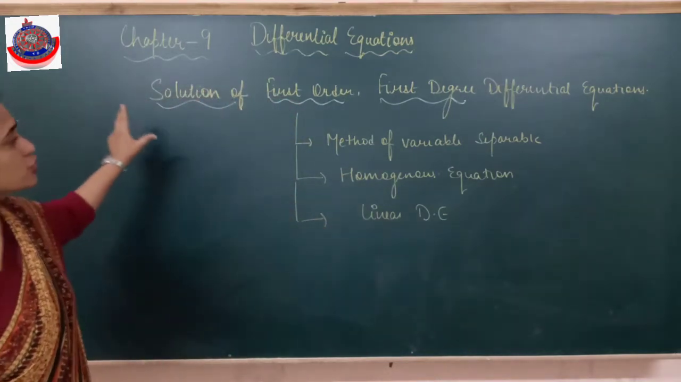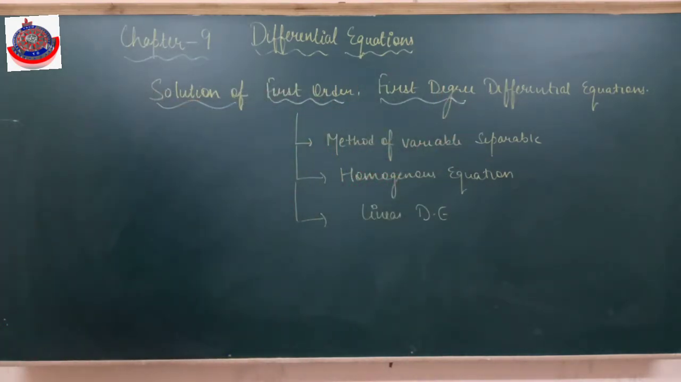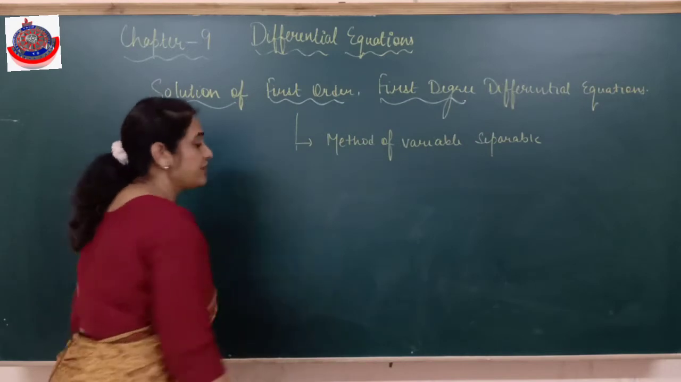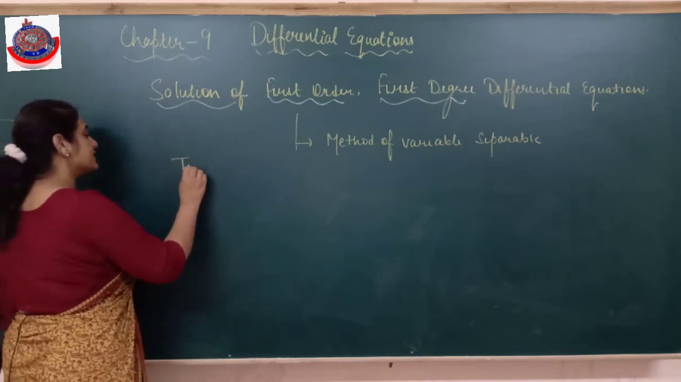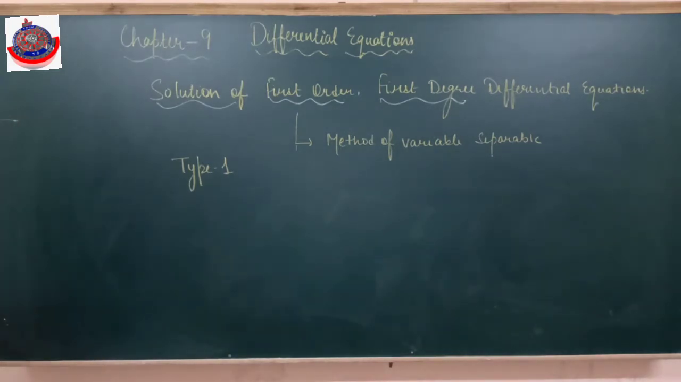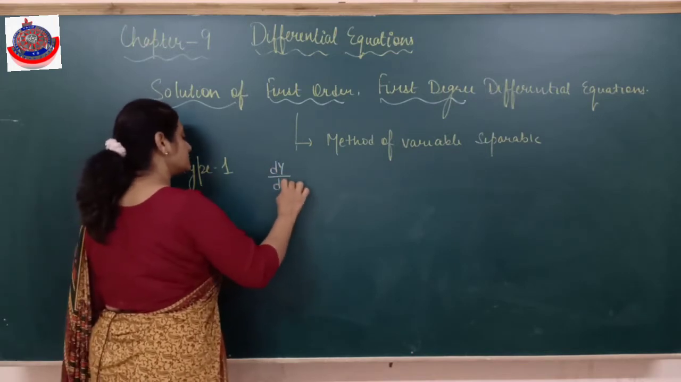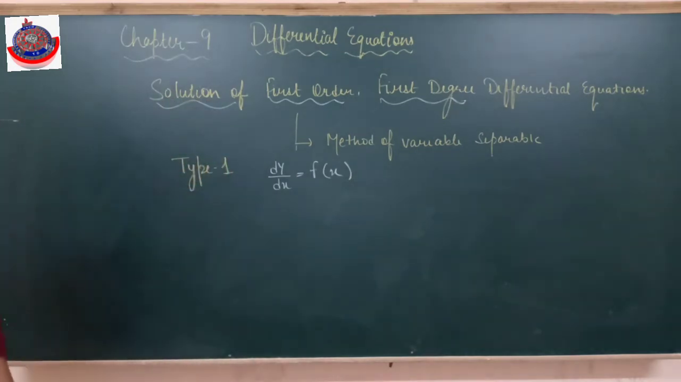Is it clear? So in this topic we are going to start with solution of first order first degree differential equation, and the first method which we are going to do is variable separable. Method of variable separable. Is it clear? In this, the type 1 questions which we will get would be dy upon dx is equals to function of x.